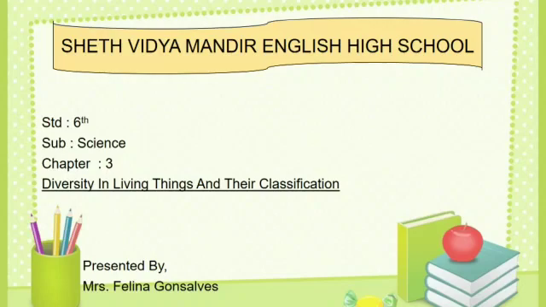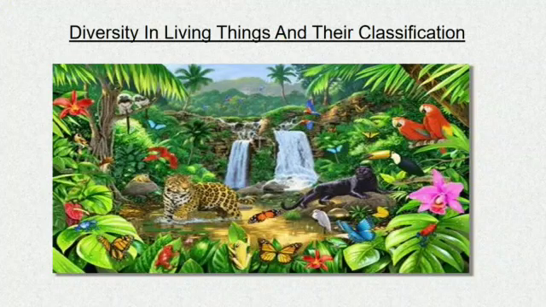Today, we are going to learn Chapter 3 of Science for Standard 6, Diversity in Living Things and their Classification. So first, let's know about diversity. It means understanding that each individual is unique and recognizing the differences. Classification. What is classification? Systematic arrangement in groups. So in this chapter, we are going to learn about diversity in plants and animals and their classification.